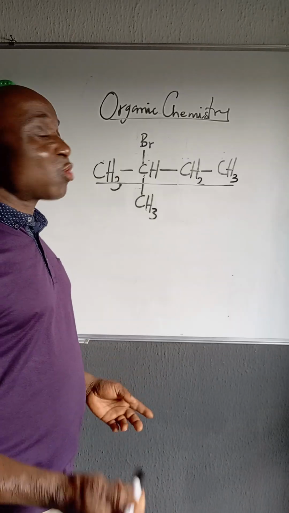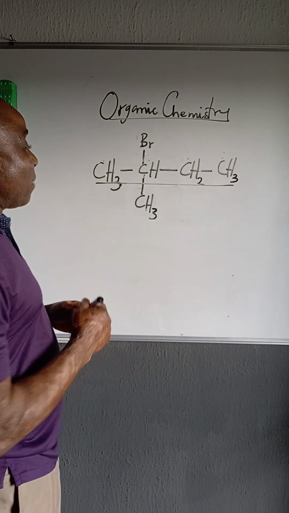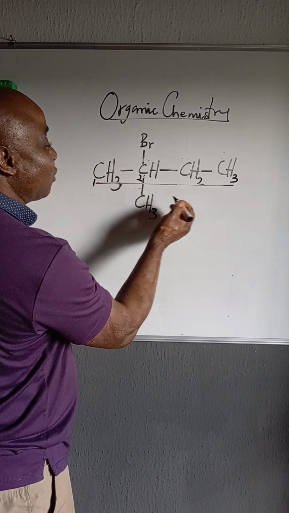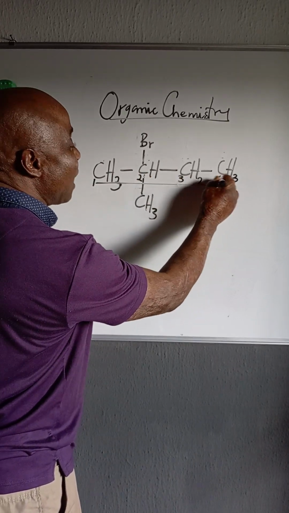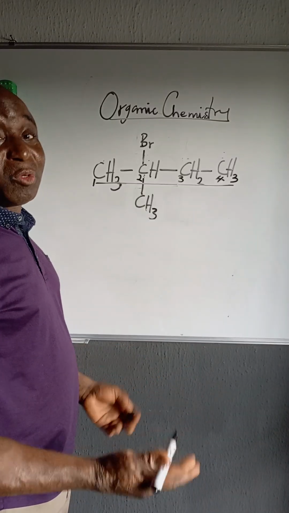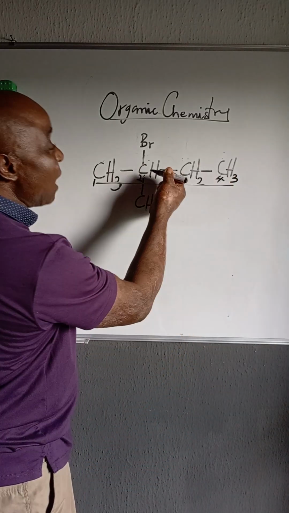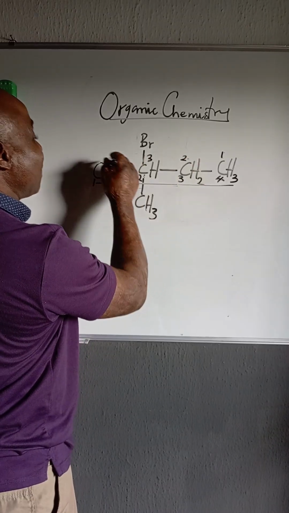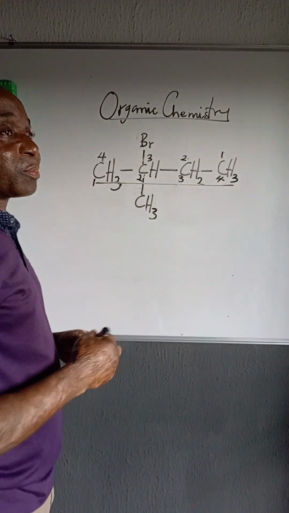So how do we name this one properly? First of all, we number. We have to number this way. We have carbon number 1 here, carbon number 2 here, carbon number 3 here, and carbon number 4. That is to tell you that it's a butane. Then we number in this direction too. We have carbon number 1, carbon number 2, carbon number 3, carbon number 4.